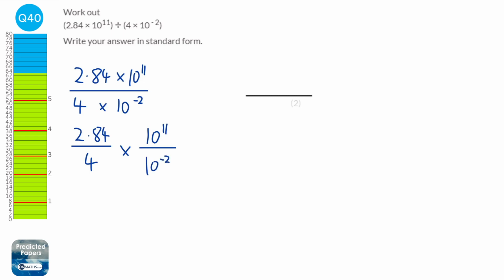Okay, so we're going to start by doing 2.84 divided by 4. So we're going to just do the bus stop method, so 4 on the outside, and we've got 2.84 on the inside. 4's into 2 don't go, so carry the 2 across. 4's into 28 go 7, and 4's into 4 go 1.